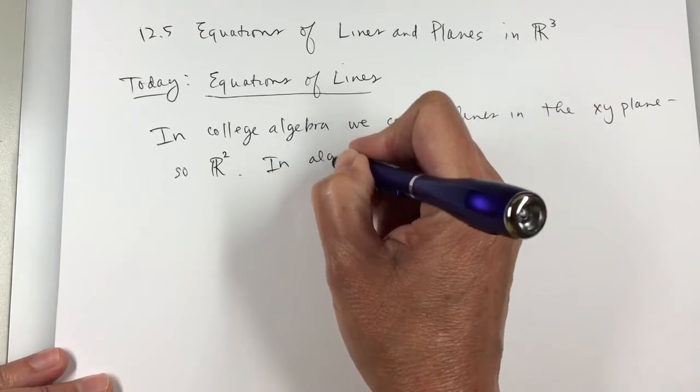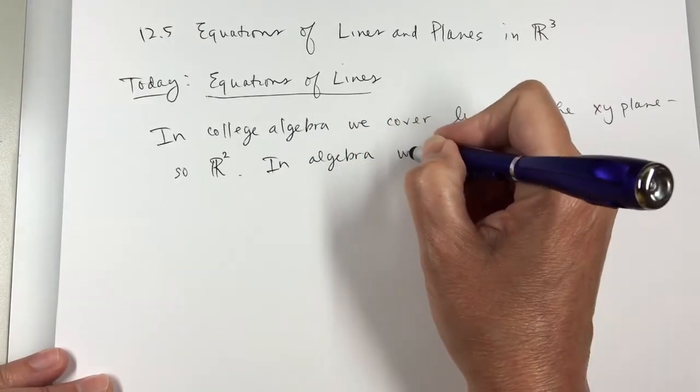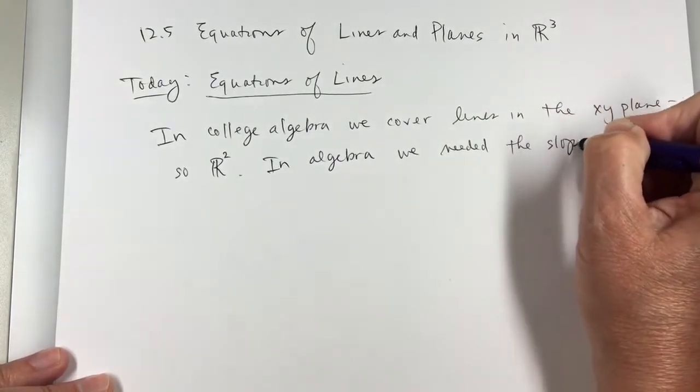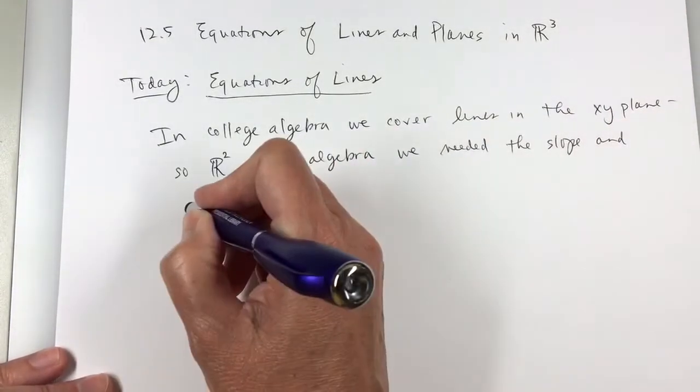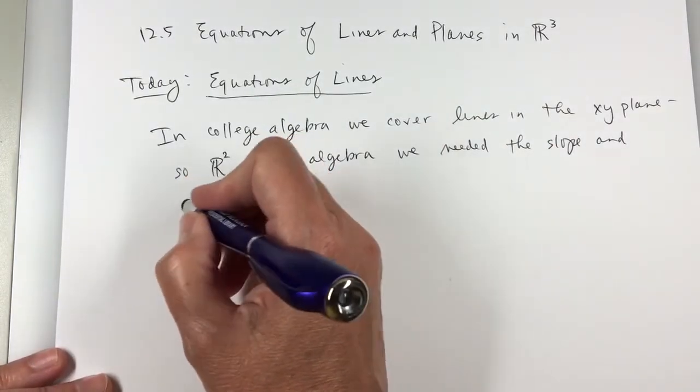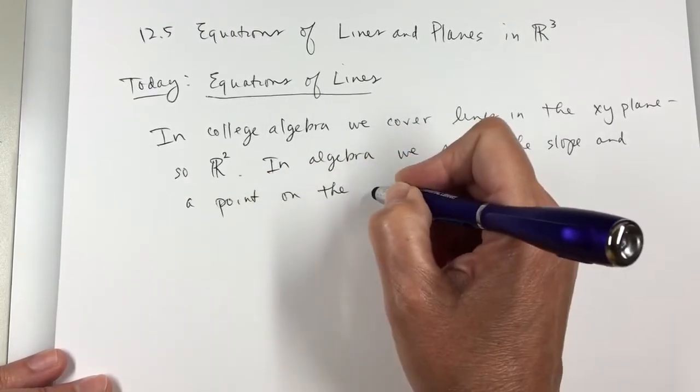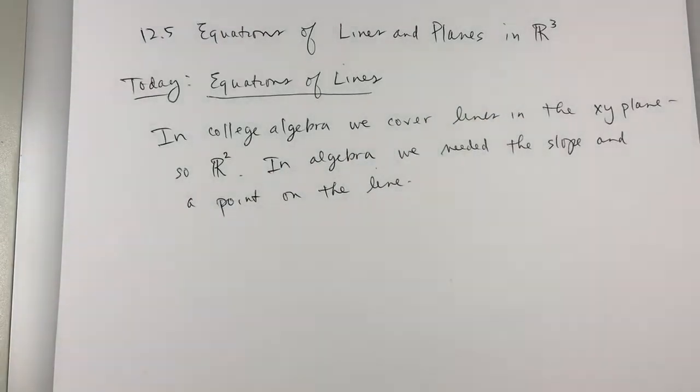In algebra, we needed the slope and a point on the line. Right. If you have 2 points, you got to get the slope. Anyway, and if you're given the slope and the y-intercept, well, you have the slope and a point. The point's the y-intercept. So those are the two big things we need. The slope and a point on the line.